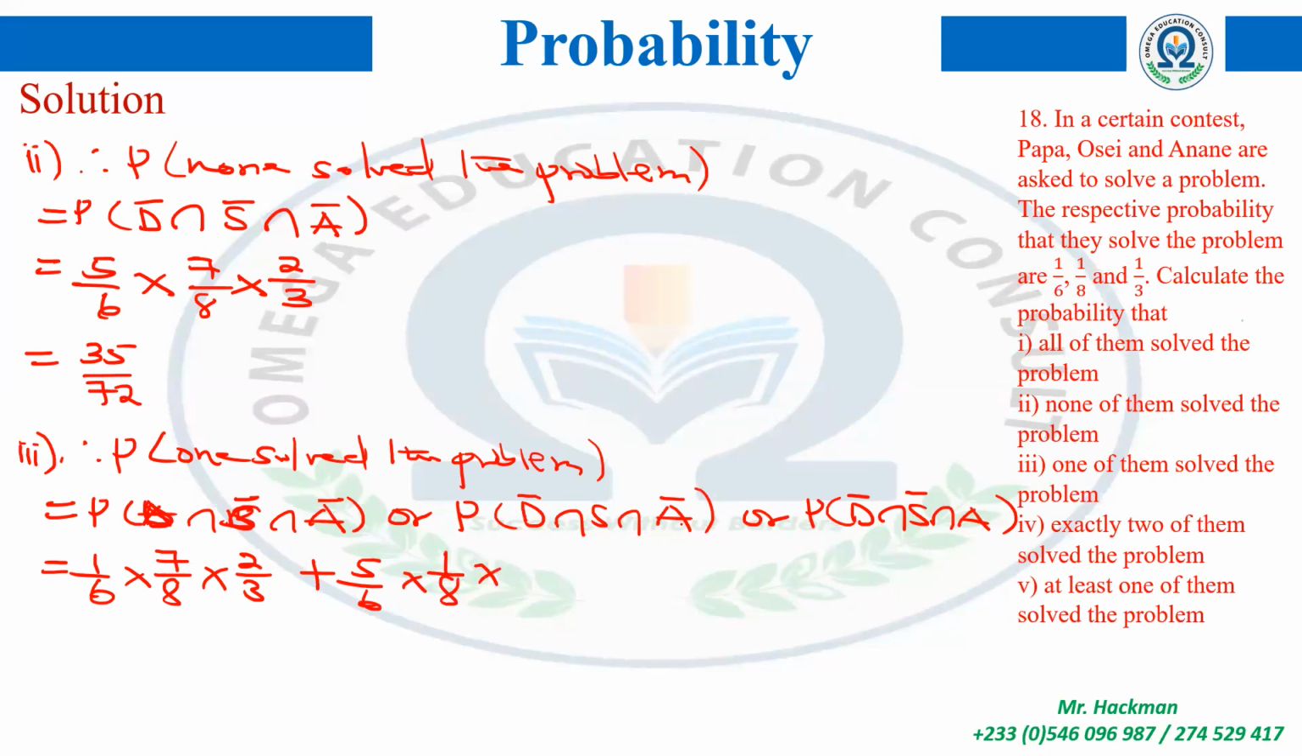Okay, then P of A bar. A bar is what? 2 on 3. I hope you are following. Yes. Then plus the last one will be P of D bar. D bar will be what? Again, D bar is here, which is 5 on 6. Then times S bar, we've done it here, and that is what? 7 on 8. Then times A, and A is what? 1 on 3. P of A is 1 on 3.